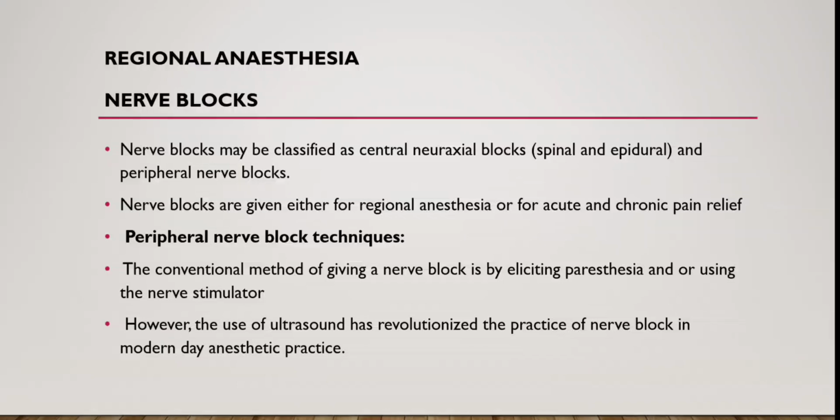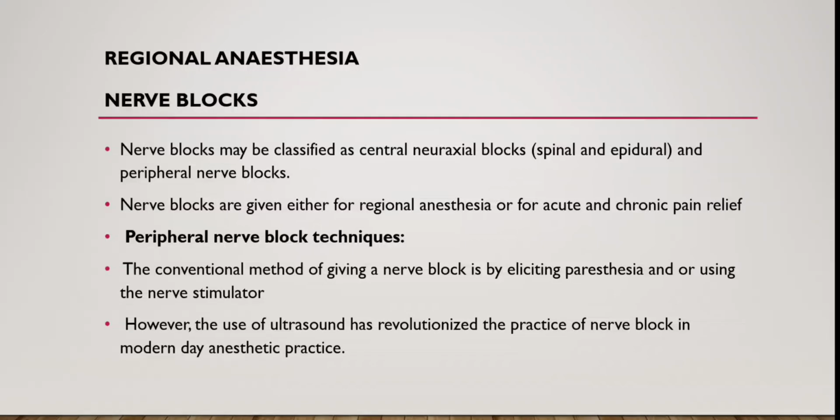Next, we are going to see about regional anesthesia. Nerve blocks may be classified as central neuraxial blocks, which means spinal and epidural, and peripheral nerve blocks. Nerve blocks are given either for regional anesthesia or for acute and chronic pain relief.